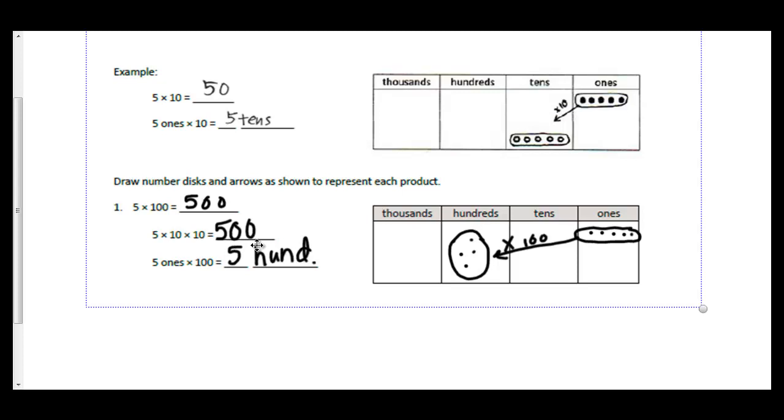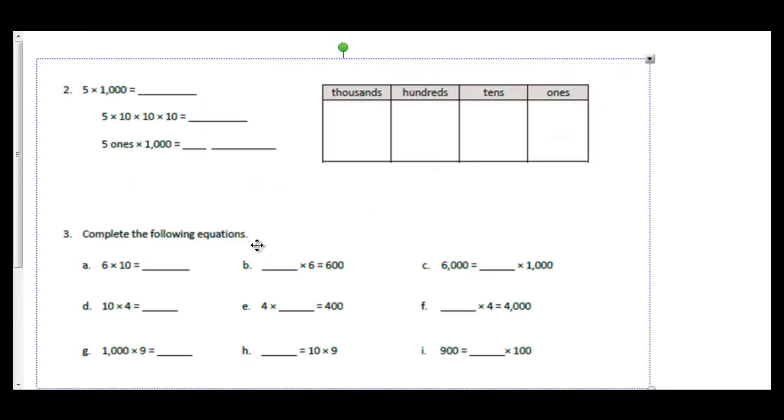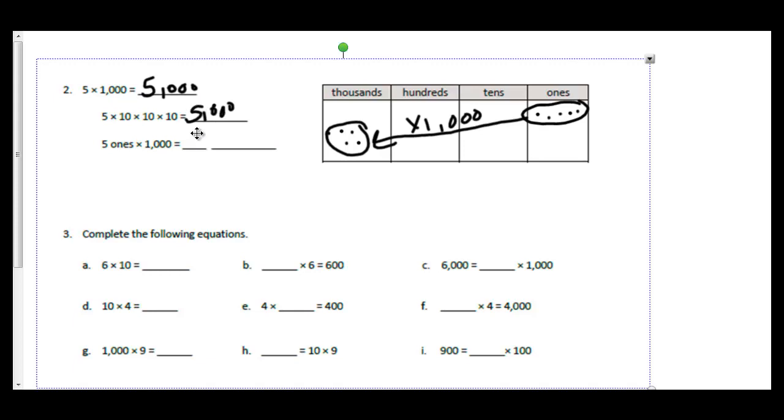All right, let's take a look at the next one. This time we have 5 times 1,000. So again, I'm going to draw my 5 ones. 1, 2, 3, 4, 5. If you think you know what to do, go for it. So this is going to be 5 times 10 times 10 times 10. This is 5 times 1,000, which is going to give me 1, 2, 3, 4, 5. So 5 times 1,000 is 5,000. 5 ones times 1,000 is 5 thousands.